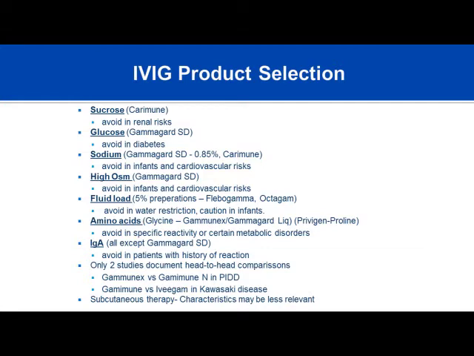Also, some have higher fluid loads given their lower concentration, in particular 5%. This you'd want to avoid in individuals that have free water restriction and perhaps take caution in small infants. Certain immunoglobulins use amino acids as stabilizers, and those might be of concern in individuals with certain metabolic disorders. Again, all the immunoglobulins except one preparation in particular have differing concentrations of immunoglobulin A, which might be relevant to consider in individuals that have particular sensitivities to immunoglobulin A.